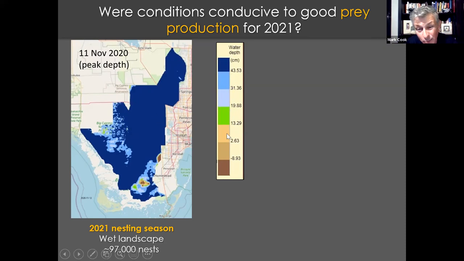The scale is here. I apologize that it's in centimeters, but from a wading bird perspective, I think anything above about 30 centimeters is a good thing. 30 centimeters is about a foot, 43 centimeters is about a foot and a half. So anything above this 30 centimeters is a good thing. We've got full coverage of that across the entire system. One thing we don't have with our hydrologic modeling, unfortunately, is the coastal region, which is very important, but I'll talk about that a bit later. But in general, yes, we had very, very wet conditions leading up into our 2021 nesting season.